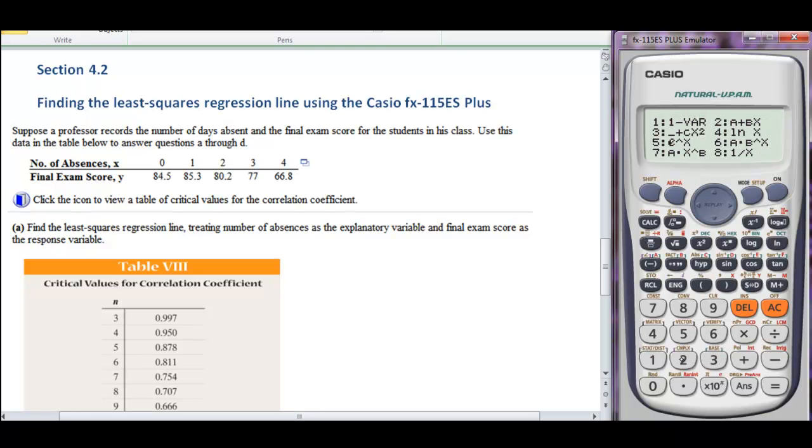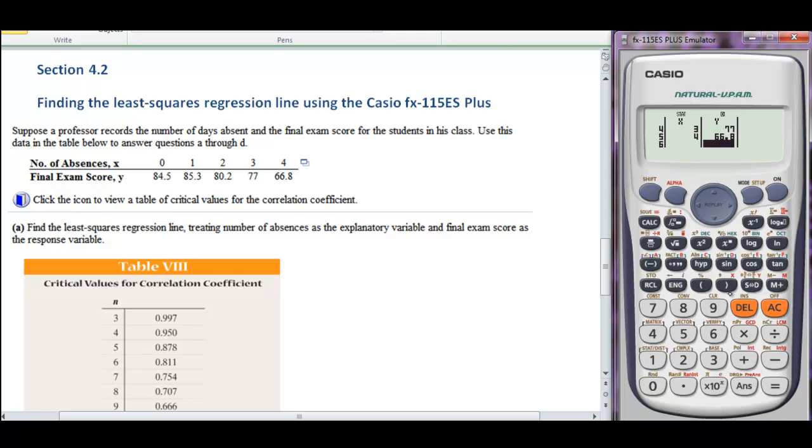and this is 2 variables, so 2 for a plus bx, and then we're going to enter in number of absences, so 0, 1, 2, 3, and 4. And for our y, we're going to enter in the test scores. So we've got 84.5, 85.3, 80.2, 77, and 66.8.